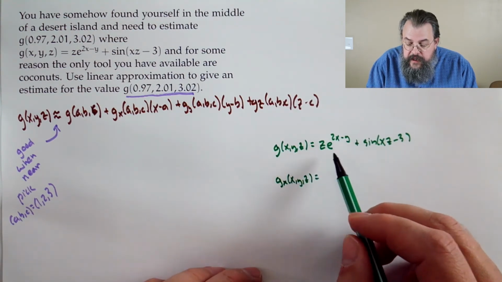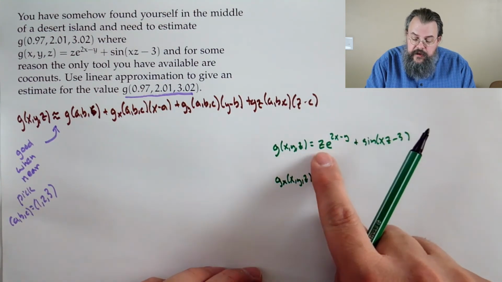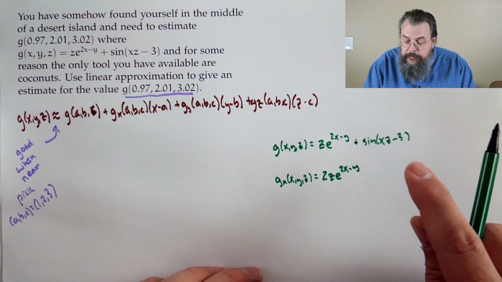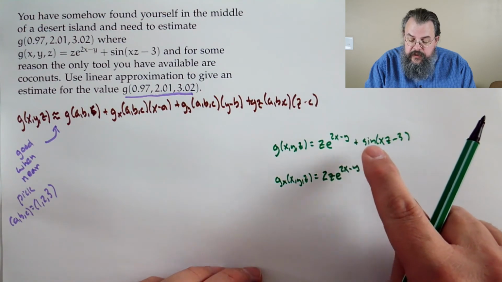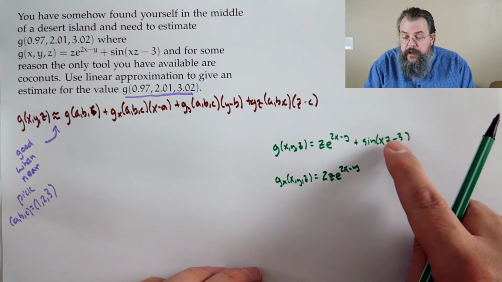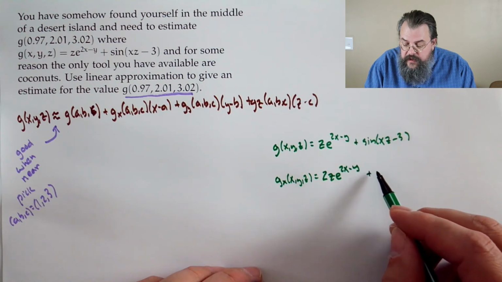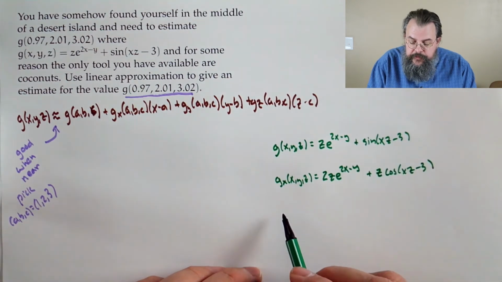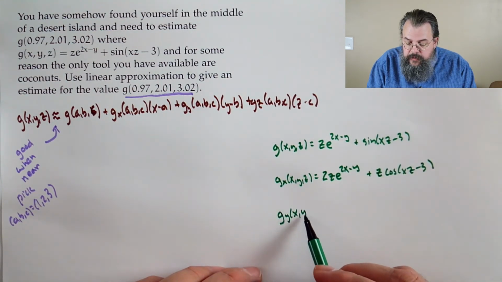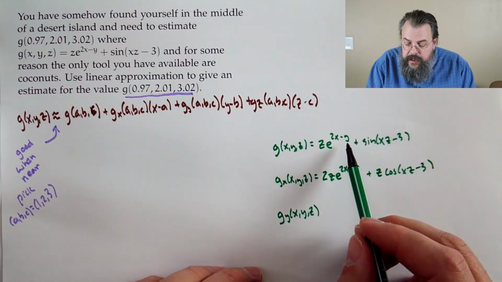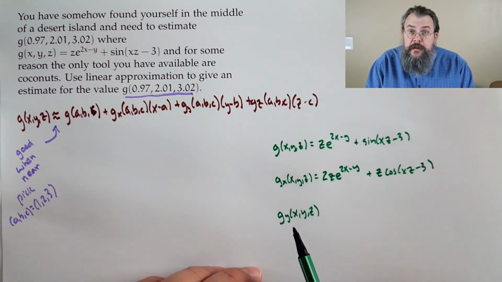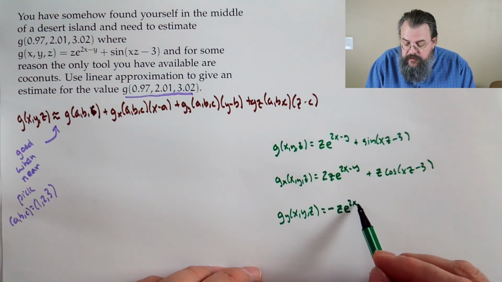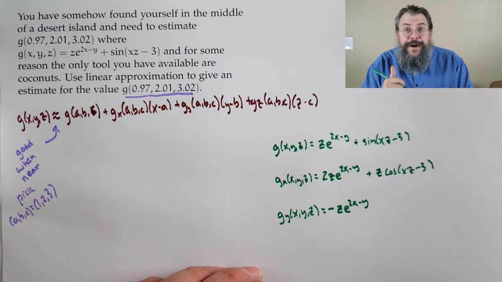g sub x. Okay, that'll be, take the derivative with respect to x. There's an x here. The 2 will come down. So it'll be 2 times z, e to the 2x minus y. Here there's an x, so you take the derivative, chain rule. Sine goes to cosine, and multiply by z. So plus z cosine xz minus 3. g sub y of x, y, z. All right, there's a y here, and when we take the derivative, it's going to come down minus 1. So minus z e to the 2x minus y. And that's it. There's only the one y.